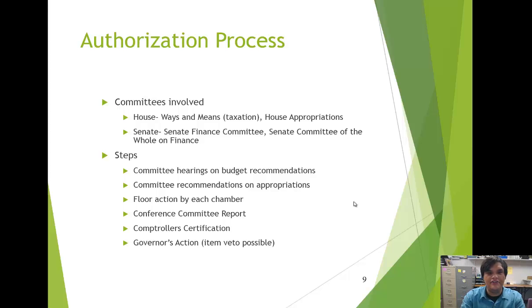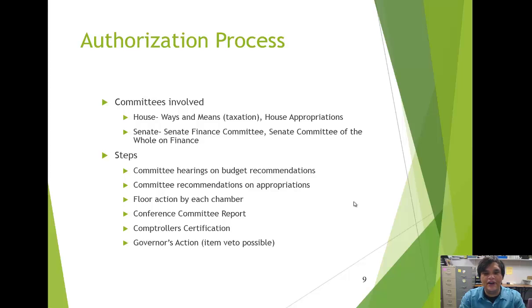How about the authorization process? The budget is actually authorized and voted upon in the legislature. You have a number of committees involved. In the House, you have the Ways and Means Committee. Ways and Means Committees, both at the state level and the federal level, basically deal with taxation. You also have the House Appropriations Committee, which will decide on the budget and allot certain appropriations to different agencies.